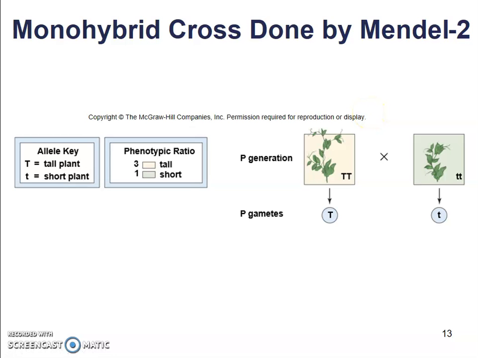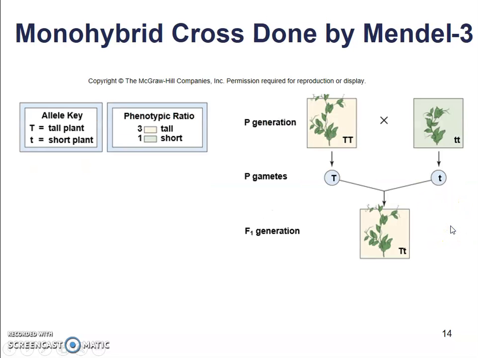Each one can only pass on one of its alleles, one of its chromosomes. So the tall one is going to pass along a tall allele. The short one is going to pass on a short allele. And they will make a tall plant because this big T represents a dominant trait. A dominant trait, when it is present, will always be represented. You will always see a dominant trait.